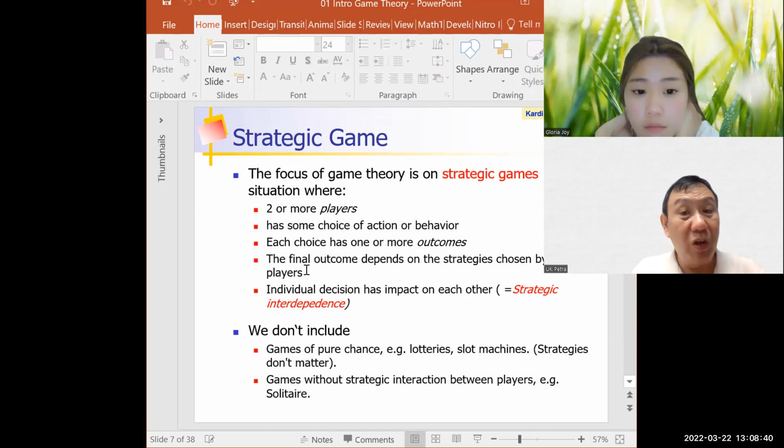So what we don't include here: we don't include games of pure chance, for example, lottery. And we also don't include games without strategic interaction between players. So, for example, solitaire, we don't include here.